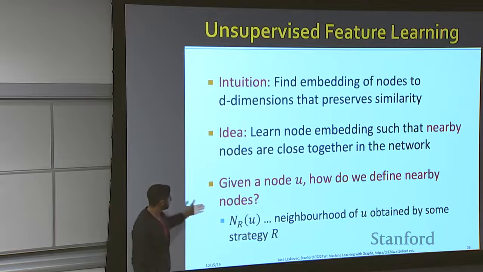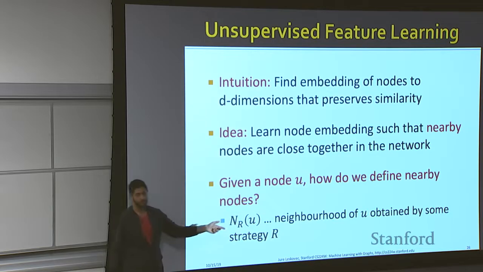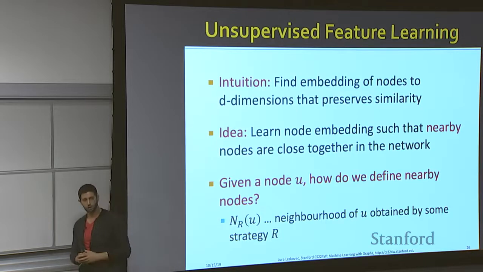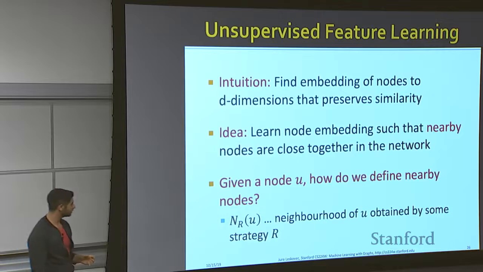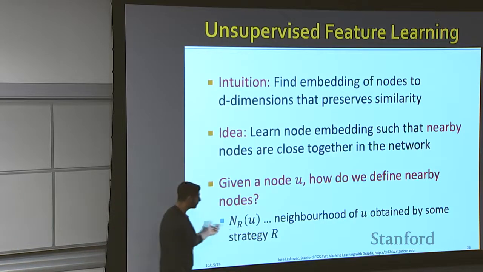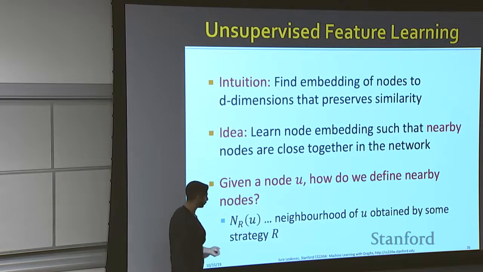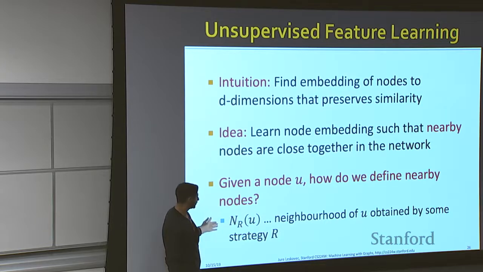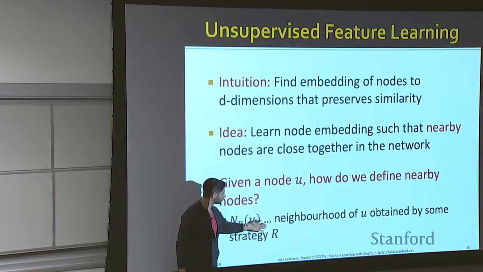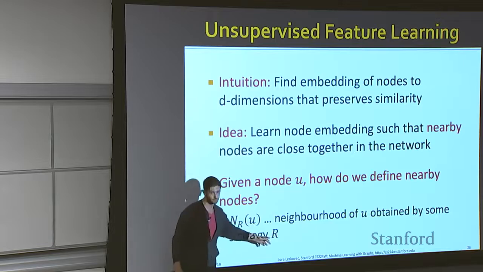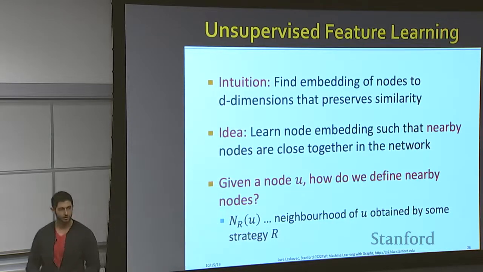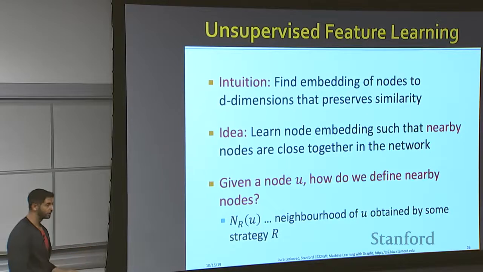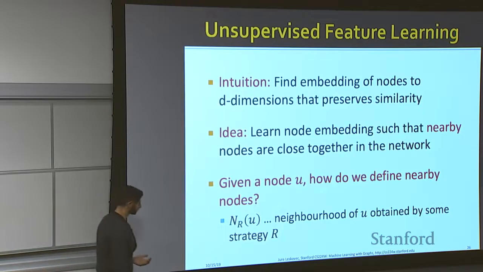Now, given our node u, how do we define the nearby nodes? We don't have access anymore to the full graph, correct? We're just exploring the graph by means of random walks. So in some way, we need to redefine what the neighborhood of a node is. The neighborhood of a node is obtained by some strategy R, which means we decide how many random walks we run starting from our node u, what the characteristics of the random walk are, and so forth.